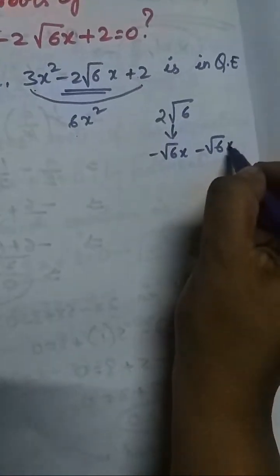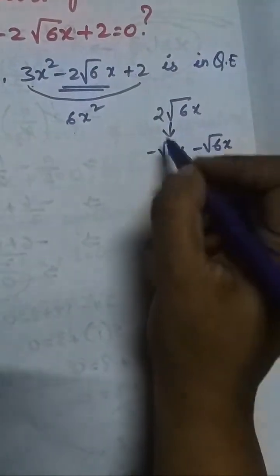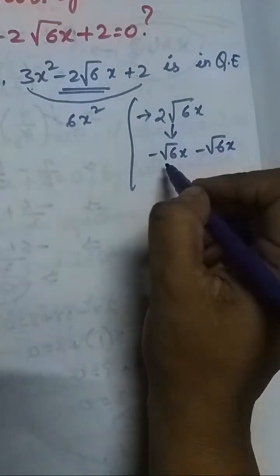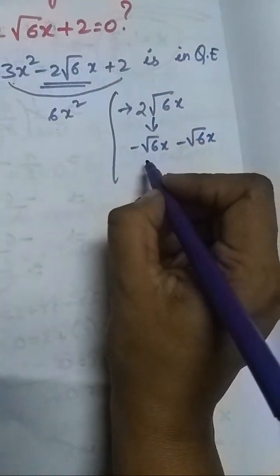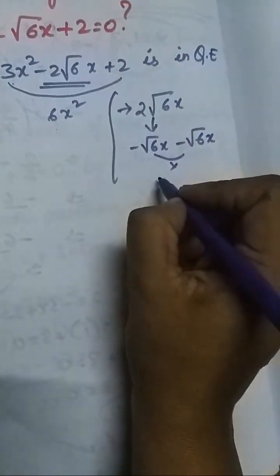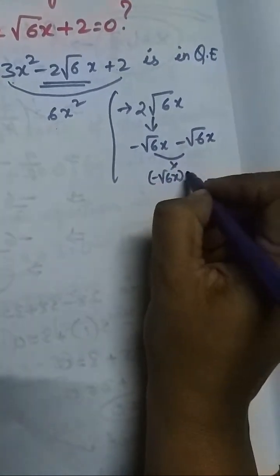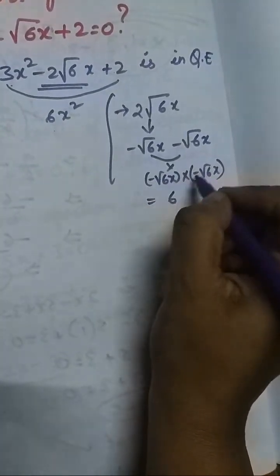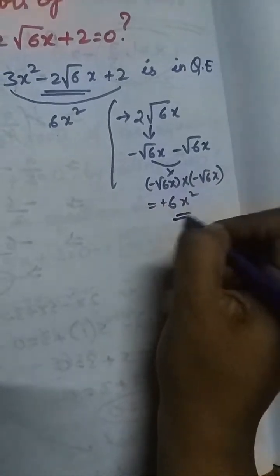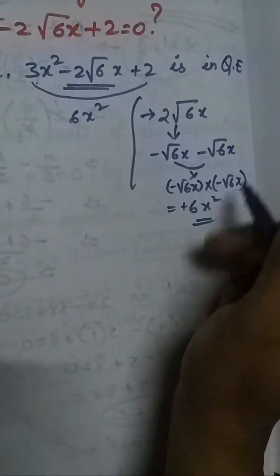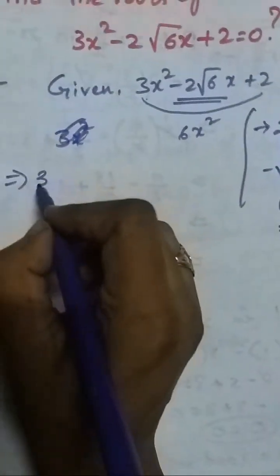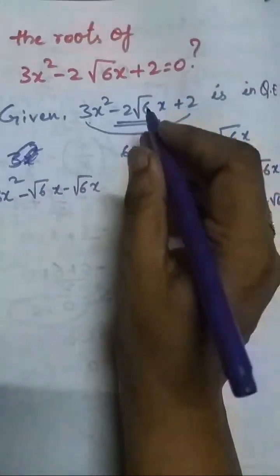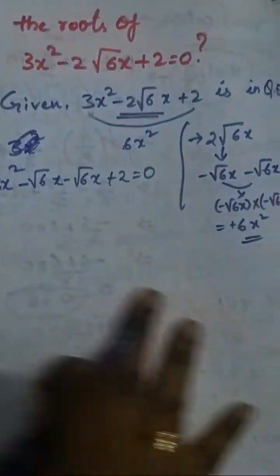See here, I write this 2 root 6 in two terms, that is root 6 and root 6, both with minus. Multiplying this, we get root 6x into root 6x, minus into minus is plus, x into x is x square. Yes, we are getting 6x square here. So the given equation can be written as 3x square minus root 6x minus root 6x, and the constant is 2, right, as it is.